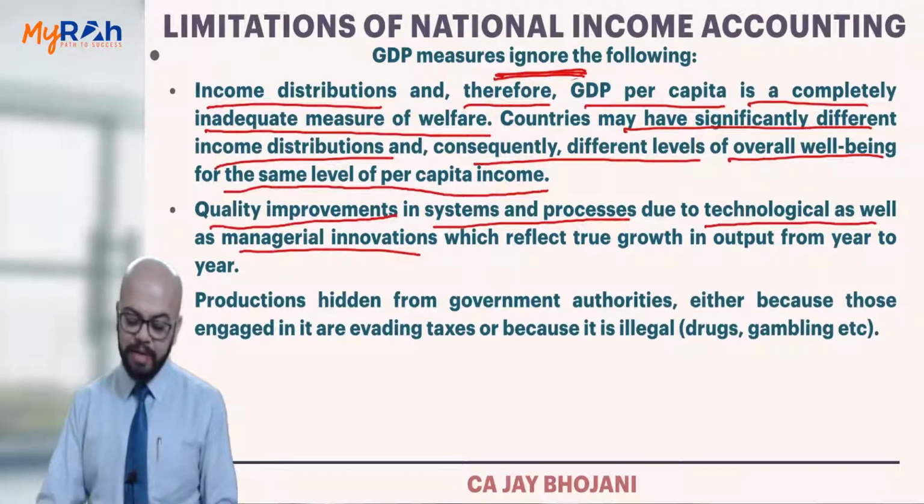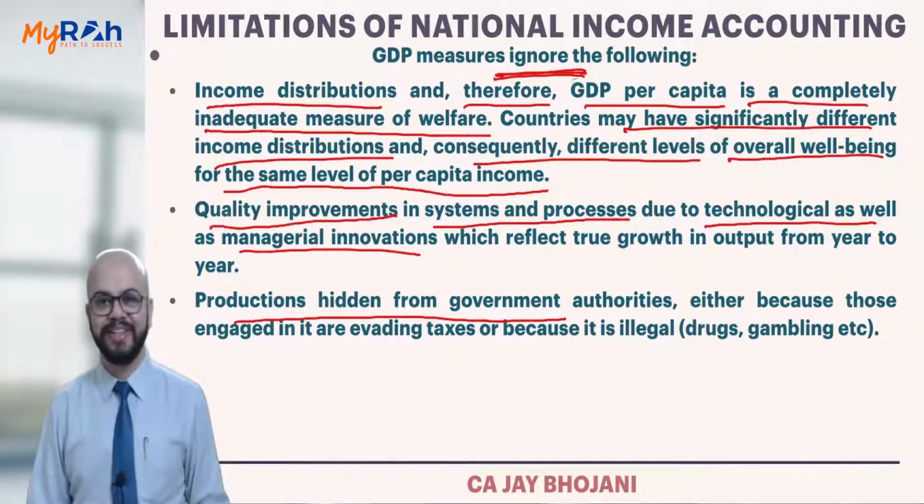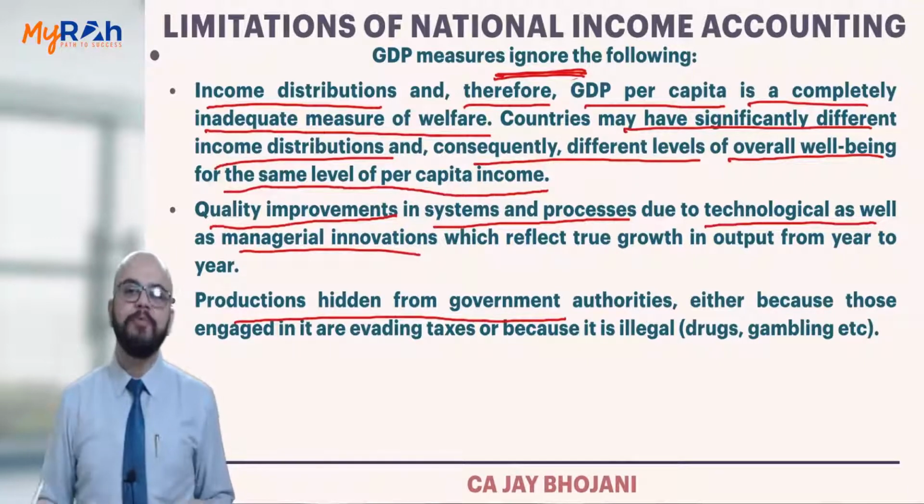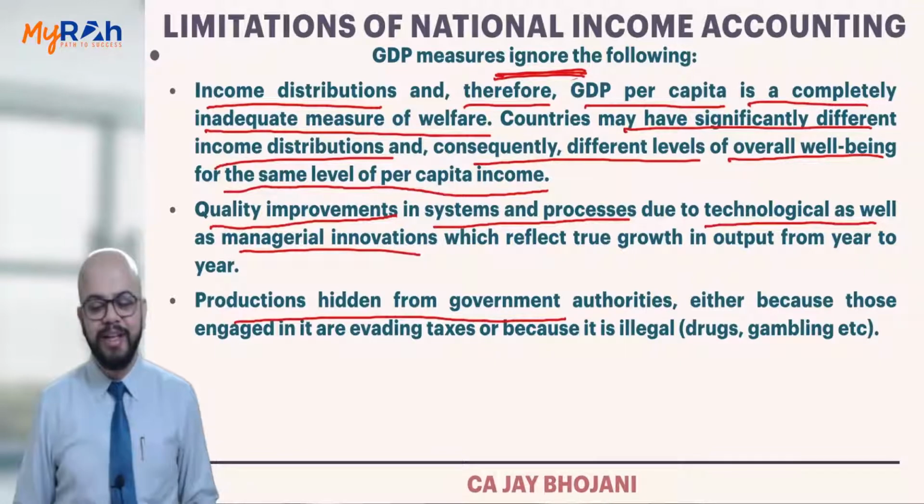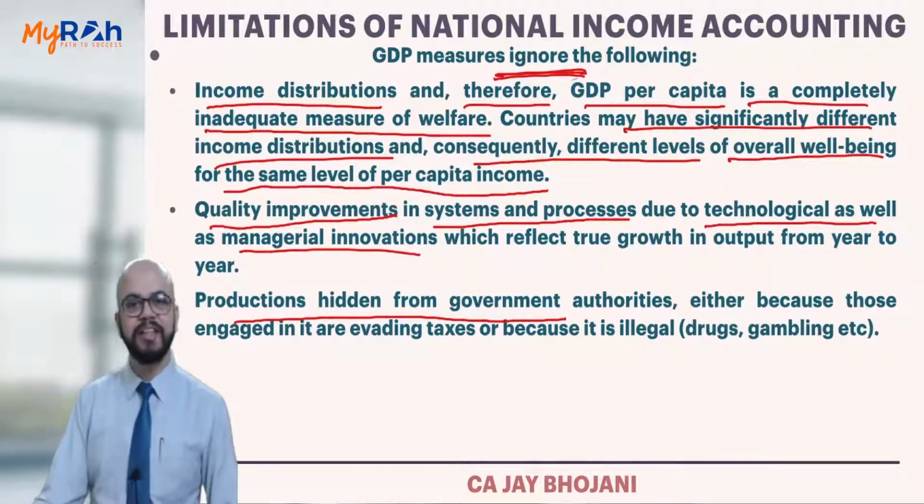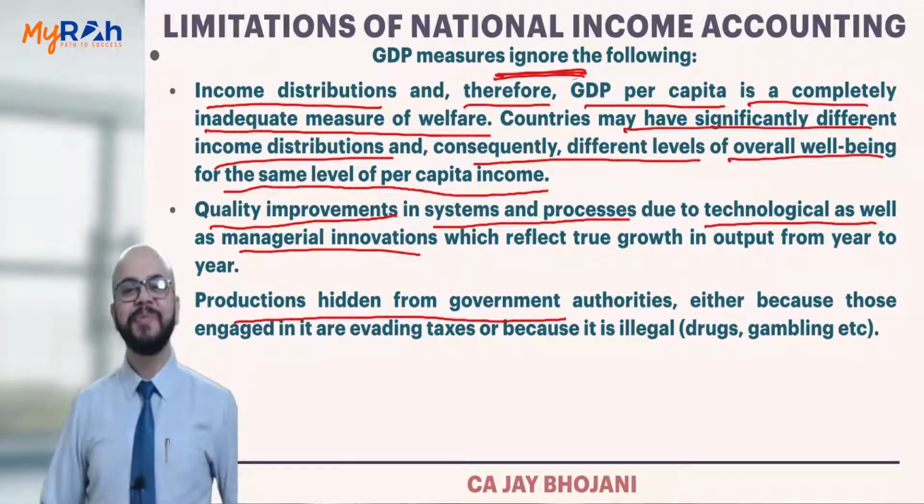Third, GDP ignores the productions hidden from the government authorities. GDP does not consider the production that is hidden from the government authorities. Sir, why would people want to hide their activities from the government? Because we love to hide. We love secrets, especially if they make us rich. Right? So why do people hide?